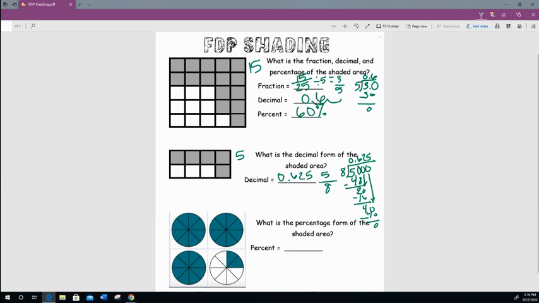For the last one, it says, what is the percentage form of the shaded area? Now I notice I see 1 whole, 2 wholes, 3 wholes that are completely shaded. So I'm going to start this off with a 3. Then we have this piece right here that's got 2 parts out of a total of 8 pieces, so that would be 2 out of 8. So we have 3 and 2/8, but we definitely need to make sure we put that as a percentage.